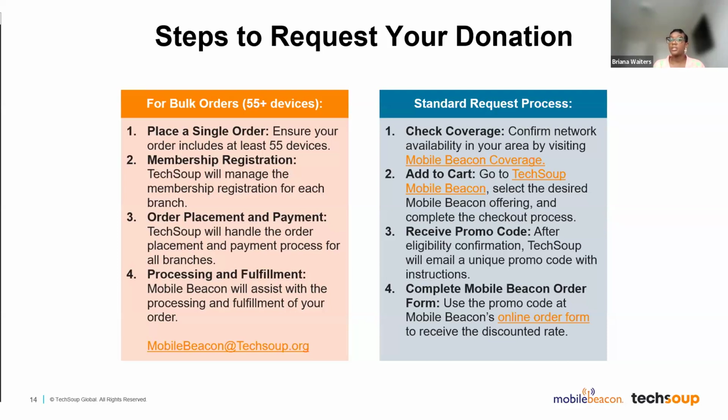And then once you complete that, you're going to have your eligibility confirmed, and TechSoup will follow up with a unique promo code that includes instructions. Then once you take that, you'll just run over to the Mobile Beacon site and quickly put in the promo code and complete your order there. And then you're all set, and you're ready to roll with your lending program or supply your staff with the equipment necessary to stay connected.